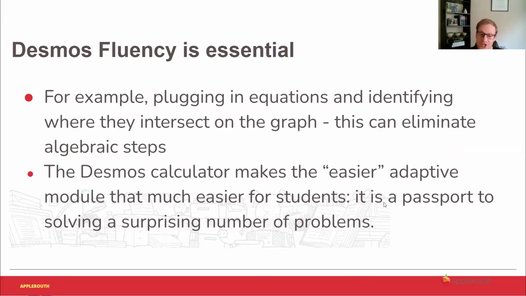You can plug in equations and see where they intersect. So just taking away steps like combining terms or distributing or foiling or factoring. We don't really have to do much of that anymore. You still can, but then you run the risk of flipping a negative sign or a fraction.